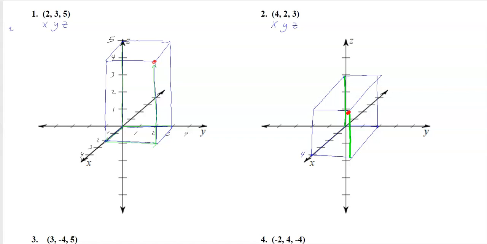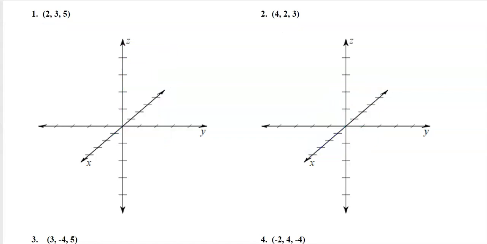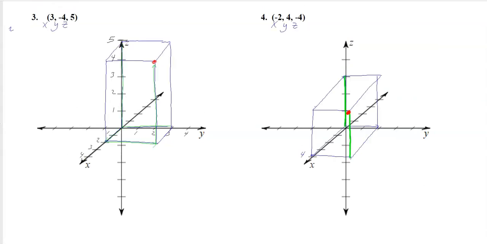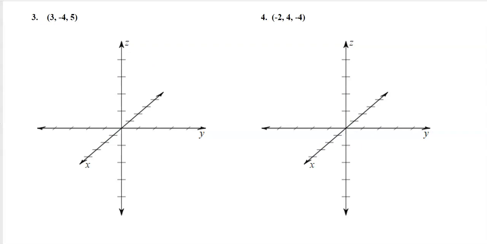All right, I think now we're going to get into maybe a few negative ones. Let's see what's going on. Number 3, I got 3, negative 4, 5. So again, I'm going to have to draw a 5 up there because we didn't have one. So let me draw 5 up top.